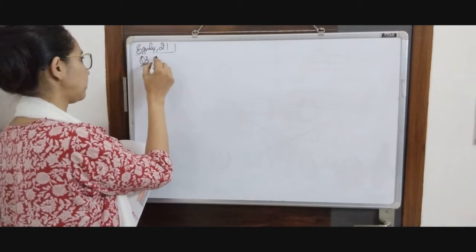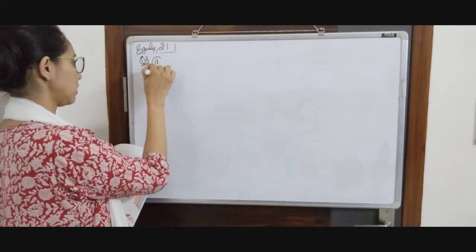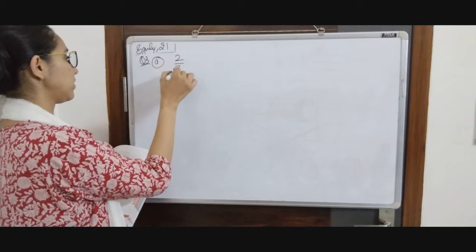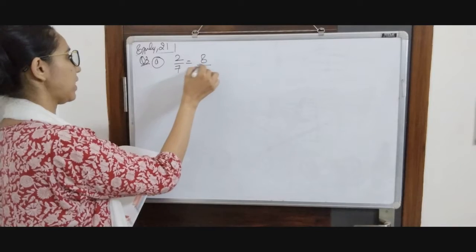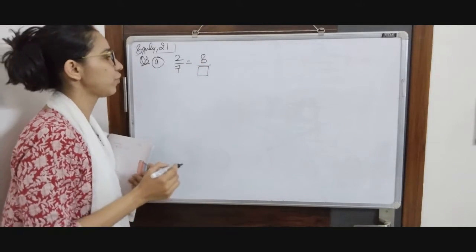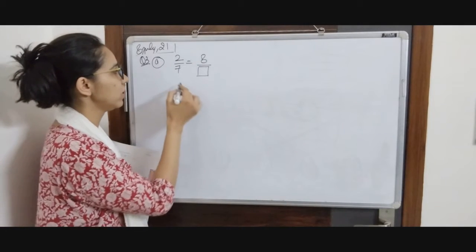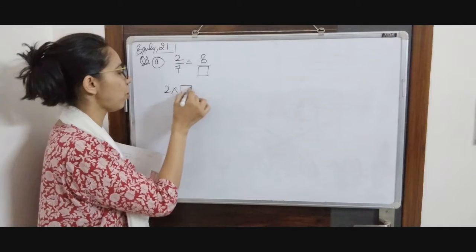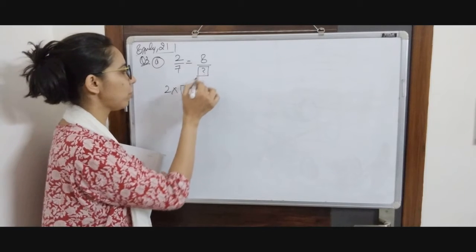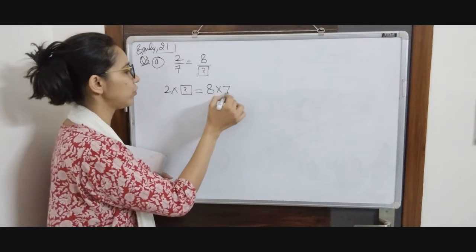You have to replace the box with the correct number. First one is 2 by 7 is equal to 8 by dash. Okay, we will use the method of cross multiplication. You know that if they are equivalent fractions, then 2 multiplied with the number in the box is going to be equal to 8 into 7.